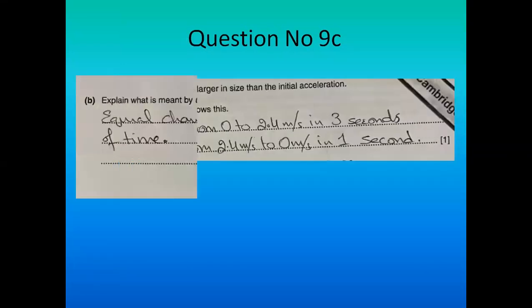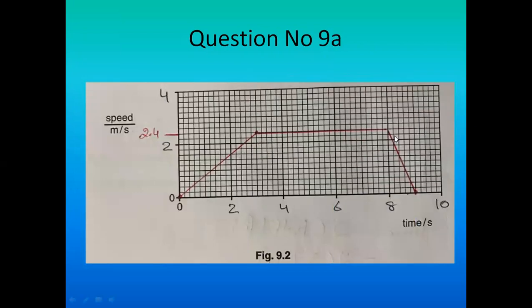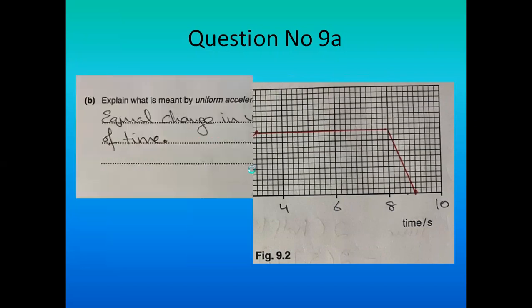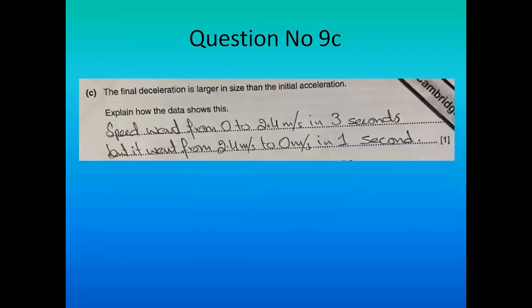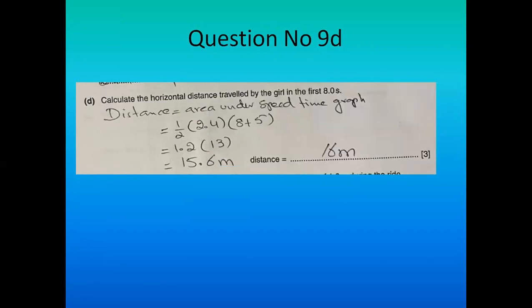Let me tell you how this is done. Okay, so this up to 8, it's a trapezium. These are the two parallel sides of the trapezium. This side is 8, this side is 5, and the height of the trapezium is 2.4. So let me show you from there. Okay, so 1 by 2 into 2.4 into 8 plus 5, and that will be 1.2 into 13, and it will be 15.6, which is approximately 16 meters.